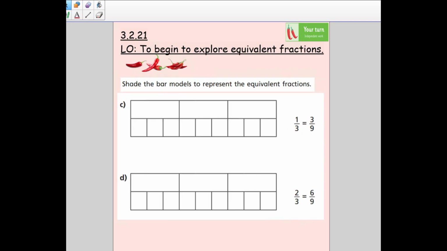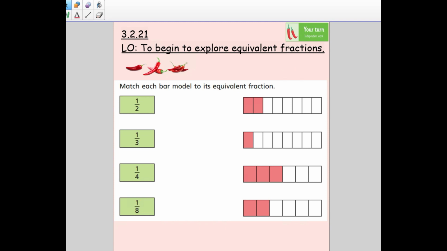This question continues on from the last one, so it's suitable for all chilies. Can you have a go at shading the bar models to represent the equivalent fractions? You've got 1/3 and 3/9 for C, and 2/3 and 6/9 for D. Pause the video and have a go now. This question is suitable for all chilies again. It says match each bar model to its equivalent fraction. Pause the video and have a go now.